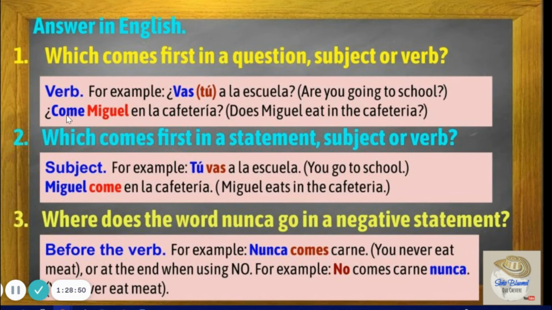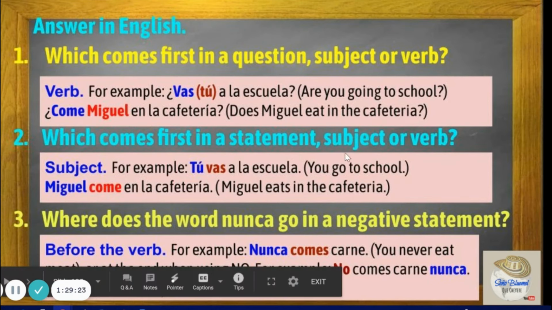Or if you ask, ¿come Miguel en la cafetería? Does Miguel eat in the cafeteria? So notice how in English you say Miguel first and then you say the verb. But in Spanish, we do the opposite. We say the verb come and then we say the name Miguel. So ¿come Miguel en la cafetería? Or you can just simply say ¿come en la cafetería? So that would be like, who comes? If you say come, it could be for él, ella, usted.